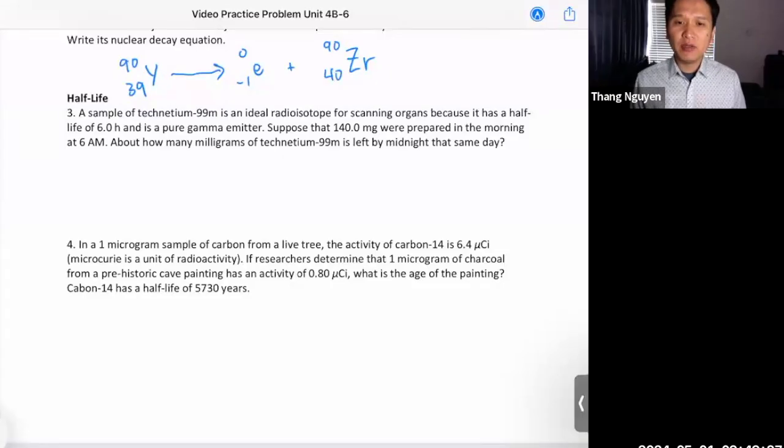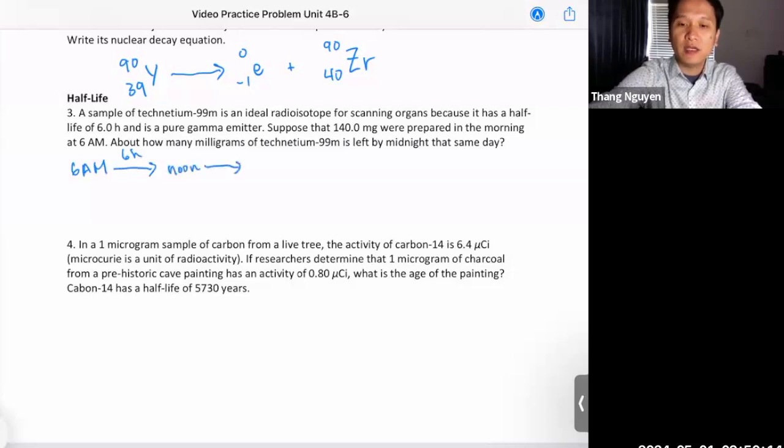Number 3. So the rest of these problems now talk about the idea of half-life, something that is a quality of radioactive decay, meaning that a certain time passes where half of the radiation still exists. And so that time is constant. For every time that passes, another half is cut off. So number 3, a sample of technetium-99m is an ideal radioisotope for scanning organs because it has a half-life of 6 hours and is a pure gamma emitter. Suppose that 140 milligrams were prepared in the morning at 6 a.m. About how many milligrams of technetium-99m is left by midnight that same day? Okay, so we have to really figure out how much time has passed, because we know that each 6 hours is one half-life. So if we start at 6 a.m., 6 hours passed would be what? Noon? Another 6 hours that pass is what?